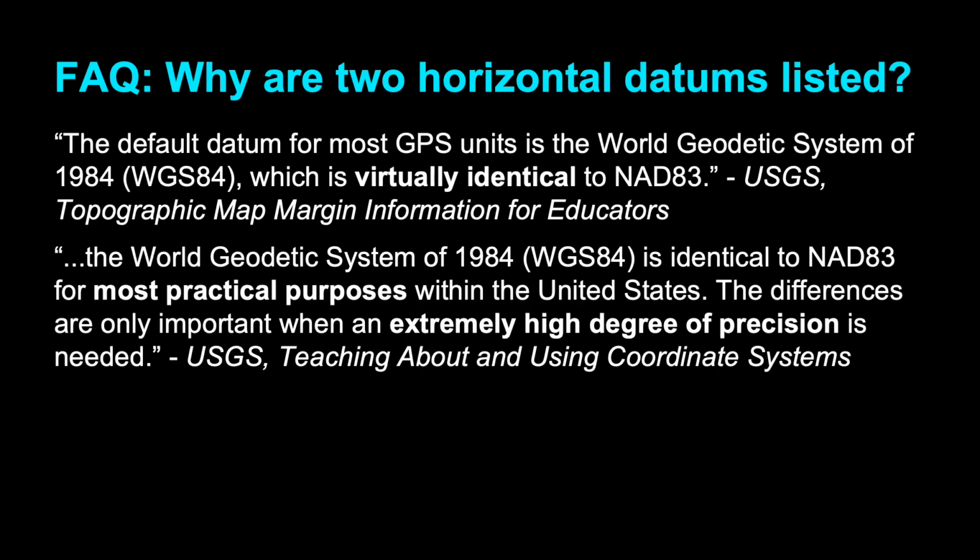A frequently asked question each semester is, why are two horizontal datums listed on the topographic map? Here I provide some answers from the United States Geological Survey. Datasets included in this map are a combination of WGS-84 and NAD-83 datums. Essentially, the United States Geological Survey feels that WGS-84 and NAD-83 are essentially the same for North America. As a result, combining them into one map is appropriate.